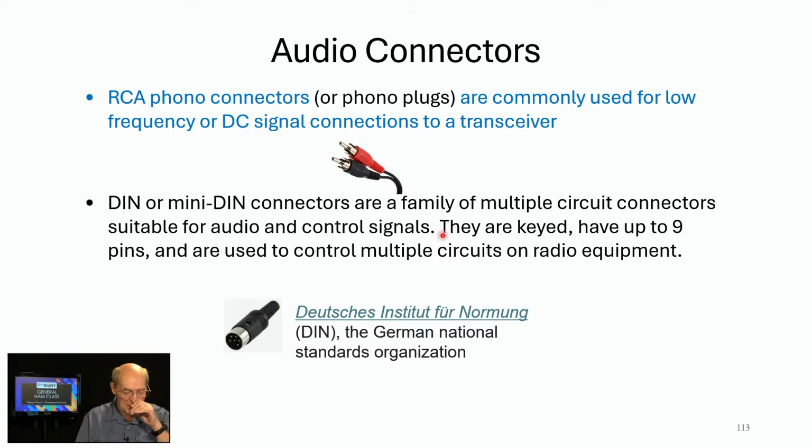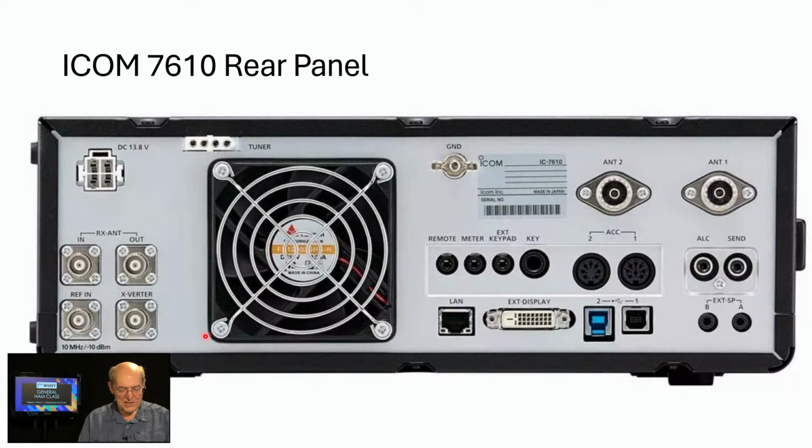So these are quite often used for accessory circuits. I'm going to show you the back of my radio here, so we can see some of this. I use a 7610 as my main radio, and just identify these are DIN connectors here for accessory functions. Here we've got some RCA jacks used for amplifier. Here's some speaker outputs. These are 1/8 inch audio.